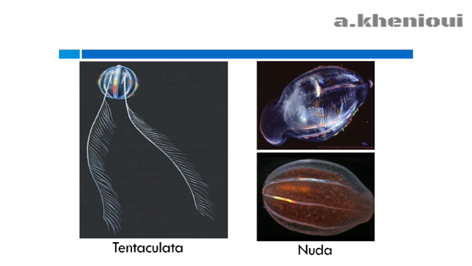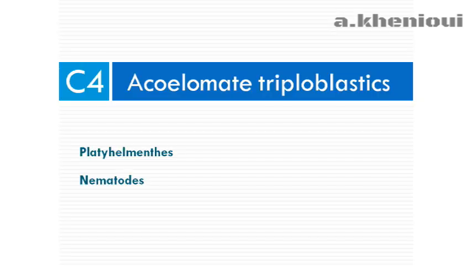In these pictures, we have at right 2 pictures of Atentaculata species without tentacles, and at left 1 species of Tentaculata bearing a pair of long tentacles. In the 4th chapter, we will see the acoelomate triploblastics.